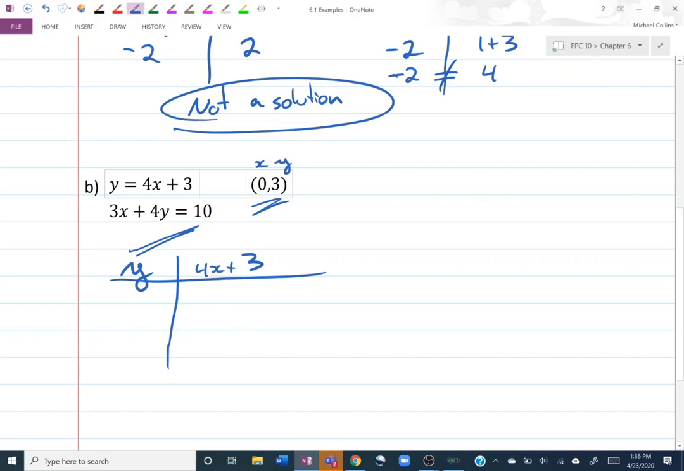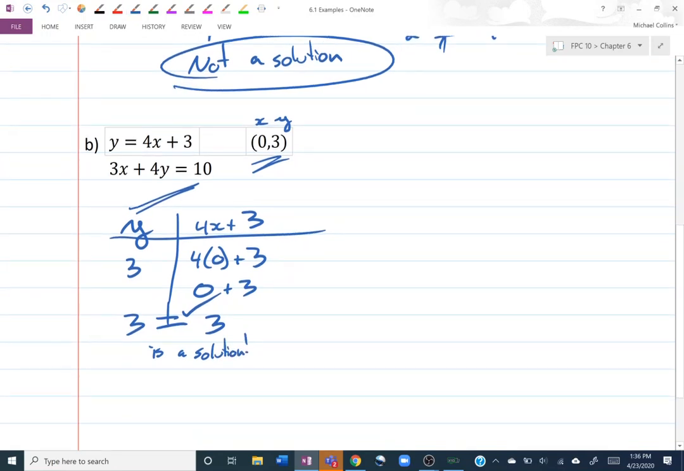So on my left side, y is going to be 3, and on the right-hand side I have 4 times 0 plus 3. 4 times 0 is 0, plus 3. So in this case 3 is equal to 3. Yes, (0, 3) is a solution for the first one. Let's check the other one.